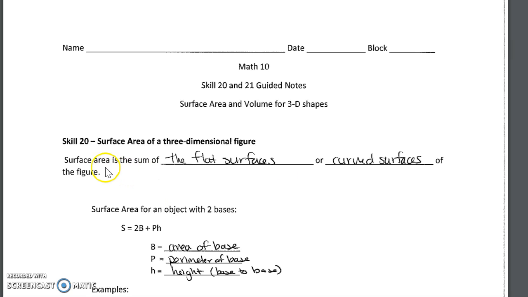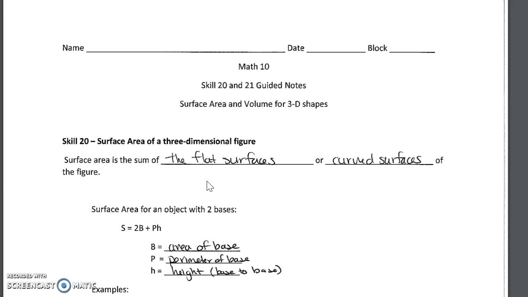So let's get started. Surface area is the sum of the flat surfaces or curved surfaces of the figure. So when you're looking to find surface area, this is what I would like you to think about. Imagine you being in a room, just a normal room with one door. If you're trying to find surface area, what you're trying to do is figure out exactly how much paint you would need to paint all the walls and the ceiling and the floor. How much surface does your object have? How much would it take to completely cover something? You're not filling up the inside, it's just a covering over the outside or the exterior.